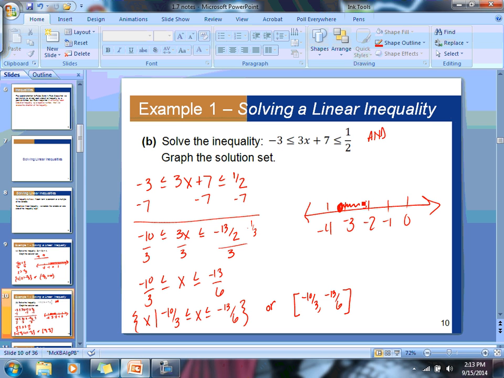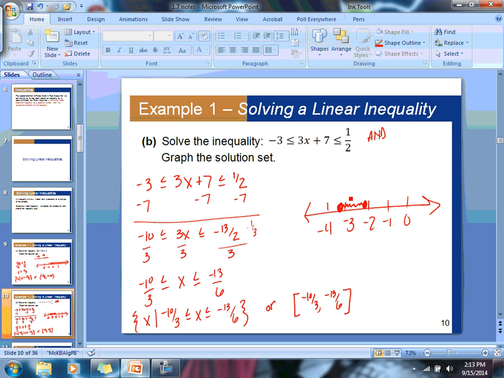And then I could pick another value to the right, like I could pick negative 2 or negative 1 or 0. Let's just pick 0. If I substituted that in, then I would get negative 3 is less than 7 is less than 1/2. 7 is not less than 1/2, so I'm not going to shade in that region where the 0 came from.